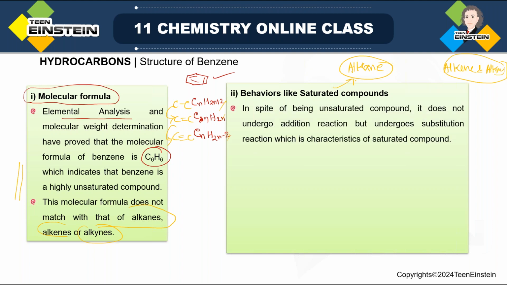So what is happening here? In spite of being an unsaturated compound, it doesn't undergo addition reaction. Now, when we say that a molecule is unsaturated, that means there is a double bond or triple bond. What we expect is that there must be some addition reaction where the CC pi bond is broken and two new sigma bonds are generated. This type of reaction you have seen many times in case of alkene and alkyne.